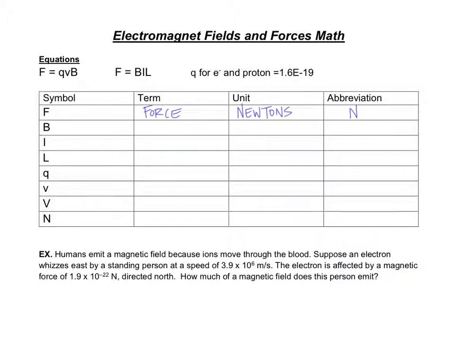Our next symbol, which is a new one to us, is a capital B. Capital B is a symbol that represents the magnetic field. Now the magnetic field is measured in the unit Tesla, and the abbreviation for Tesla is a capital T.